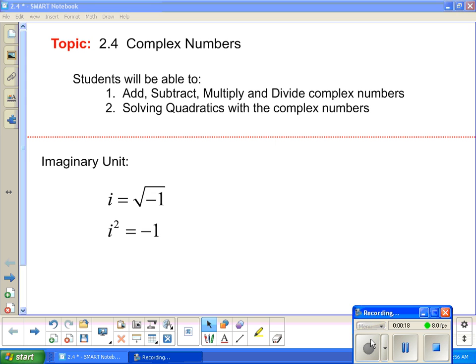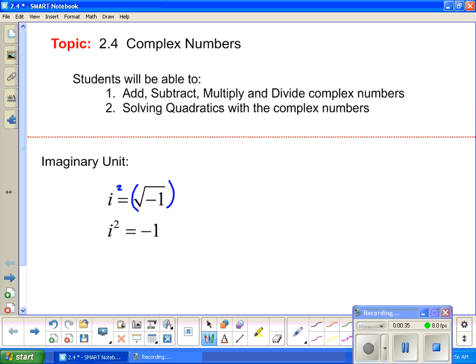We've always been told that we cannot take the square root of a negative number. However, we can. It is now called the imaginary. It's the letter i. So when I take i equals the square root of -1, and I square both sides, the square eliminates the square root, thus i squared equals -1.